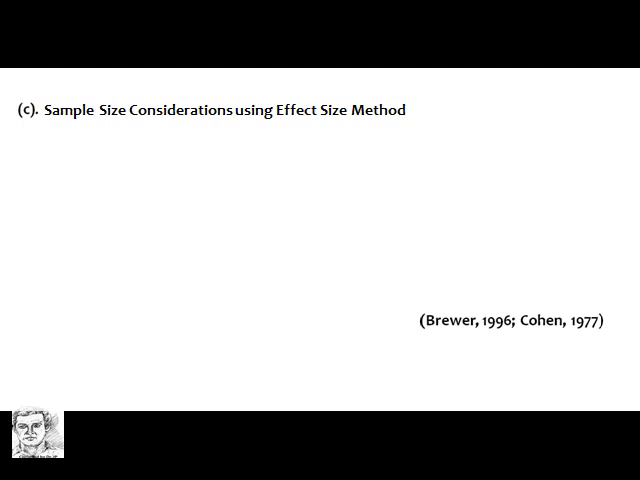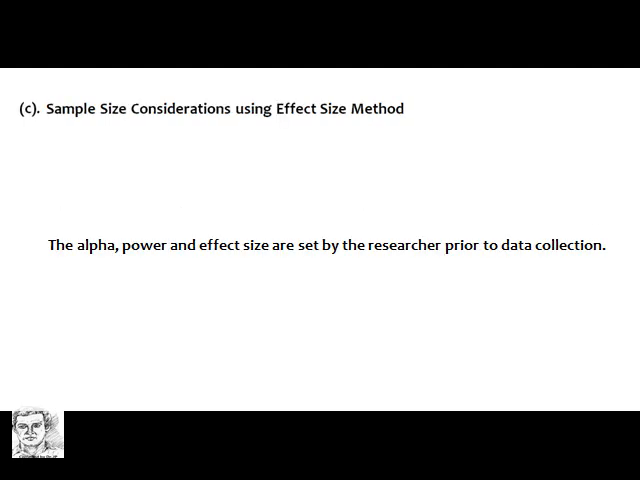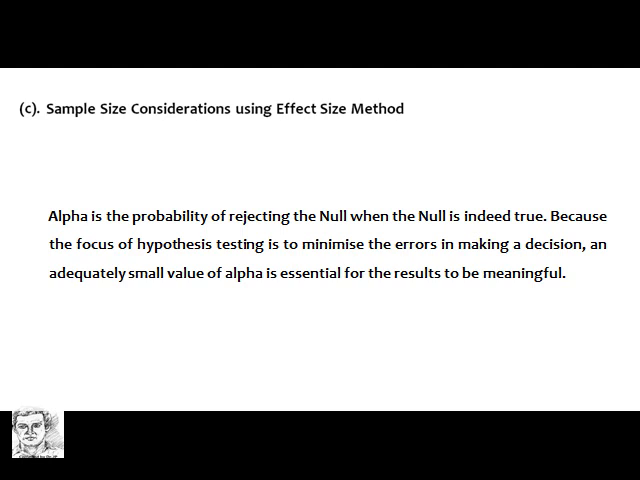Sample size considerations using effect size method. There are three major factors that need to be considered in determining the minimum sample size using this method, namely the alpha value, power and the effect size. The alpha, power and effect size are set by the researcher prior to data collection. Alpha is the probability of rejecting the null when the null is indeed true.